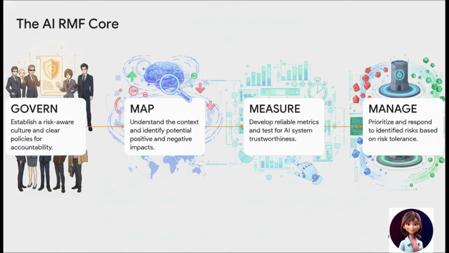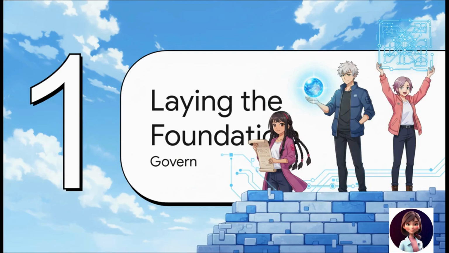So let's dive in and see what each one of these actually means in the real world, starting with govern. First up, we've got govern. And this is exactly what it sounds like. It's all about laying the foundation. Before you can even think about mapping out specific risks, you've got to have the right culture, the right policies, and the right people in place.